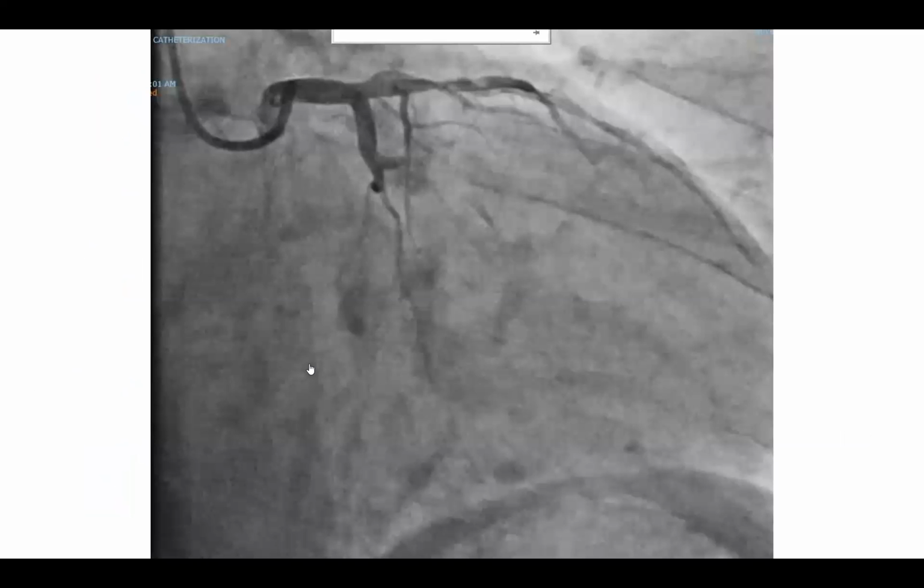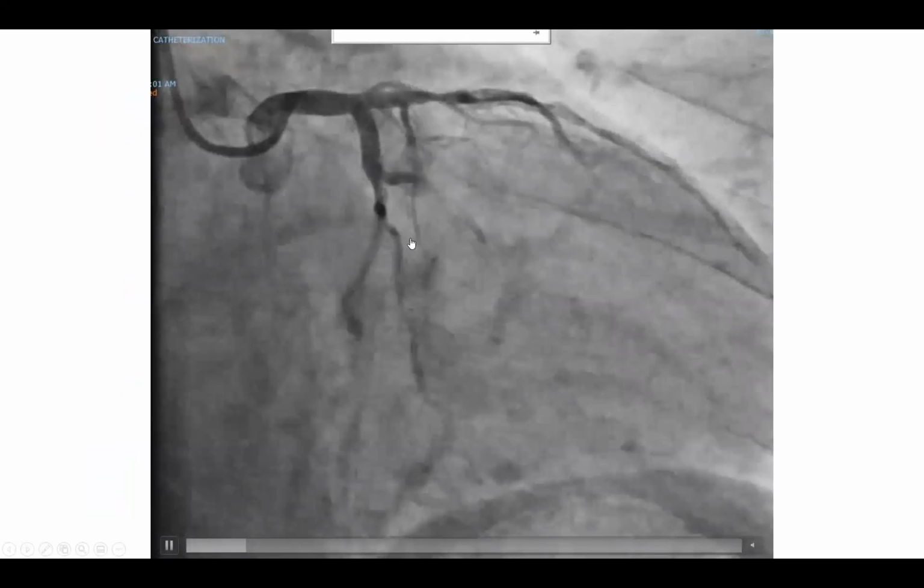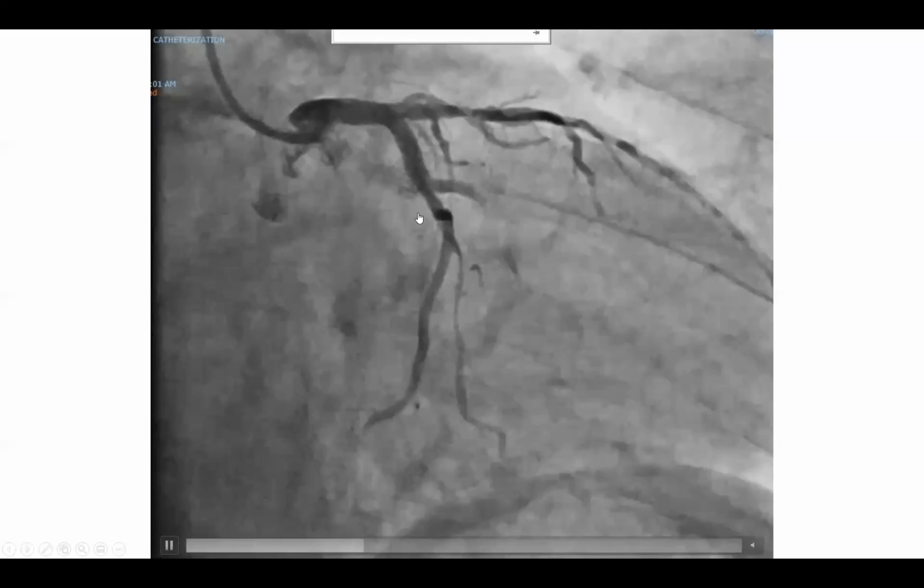So this is an example, and we all learn. So this is a patient who presented with inferolateral STEMI.